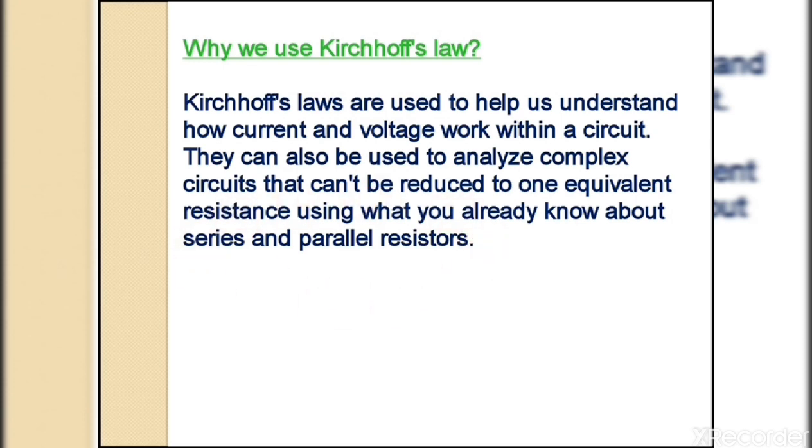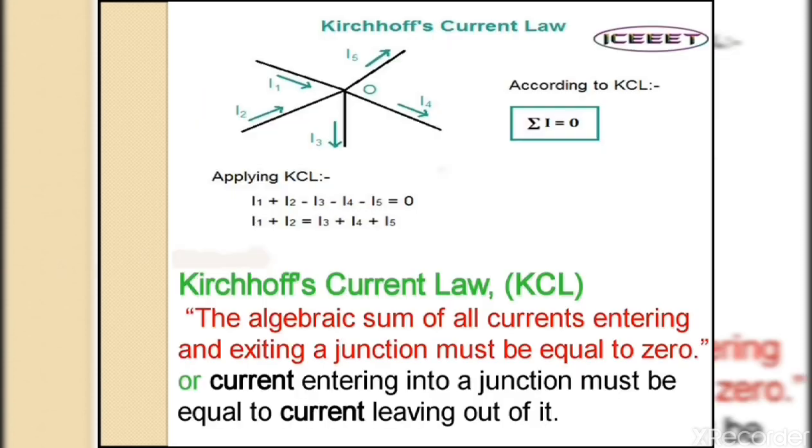There are two laws given by Kirchhoff. The first law is called Kirchhoff current law, KCL. Another name is the junction rule, because in a circuit we assume a junction, a point, so it is called the junction rule. According to this, the first law states that the algebraic sum of all currents entering and exiting the junction must be equal to 0.